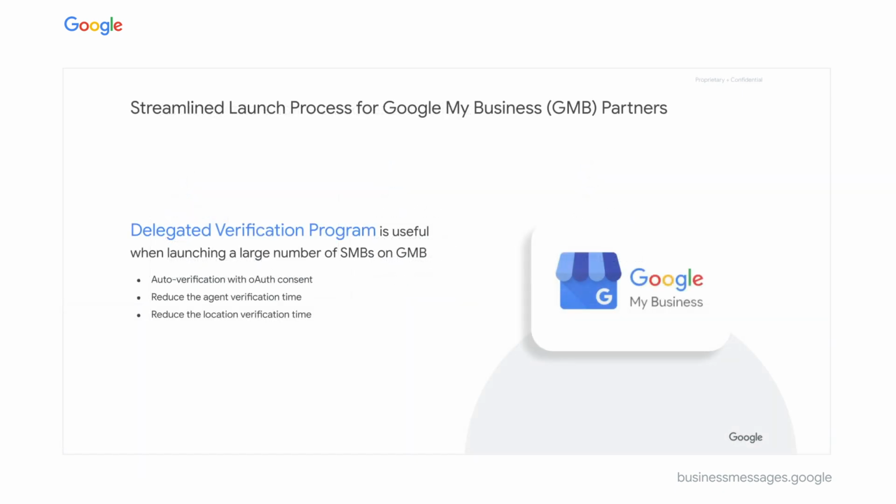Lastly, if you are a Google My Business partner and manage a large number of SMBs, we have a dedicated verification program that can help you streamline the business messages launch process. This program requires you to obtain expanded overall scope from the brand. Once this is done, the auto-verification will help you reduce agent and location verification times when launching a large number of SMBs in a scalable manner.